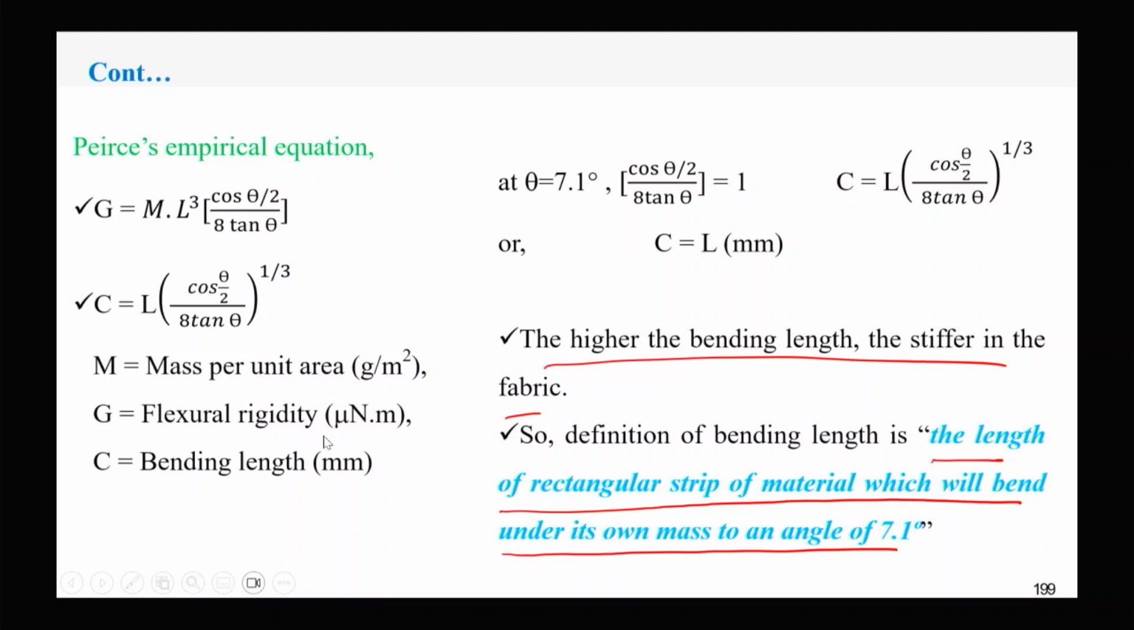To calculate the bending length C, if we develop an instrument in which the 7.1 degree line is drawn just below the horizontal plane, then we can directly calculate the bending length from the overhang length. But the problem with textile fabric is that it is very flexible, and that's why the angle of 7.1 degrees is too low to identify the length L. So there will be error.